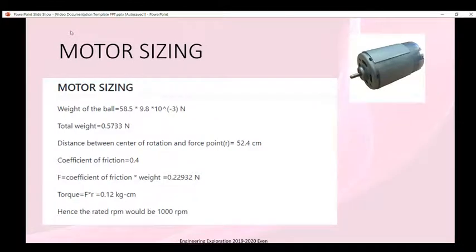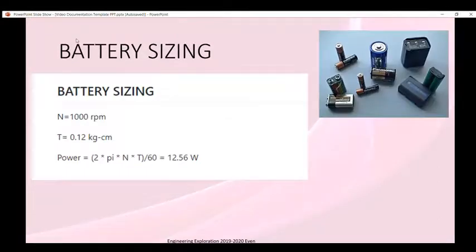Since the model consists of a DC motor, we need to have an accurate idea of the speed of the DC motor to be used. Hence, motor sizing came into the picture. When we considered various formulas, we came to the conclusion that the rated RPM of the DC motor which we will be using in the model would be 1000 RPM, and the power of the battery which we will be using would be 12.56 watts.